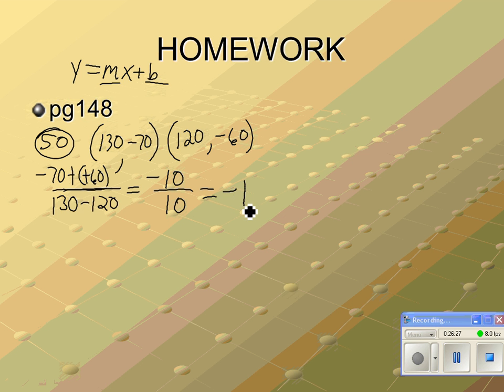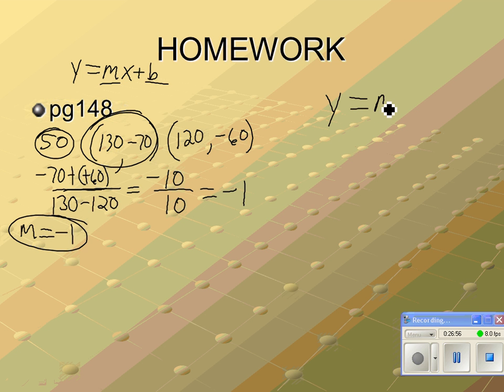Close. There you go. So now we know the slope is negative 1. The only other thing we need to find is the y-intercept. Well, you could just pick one of these points and write it in point slope form. So y minus y1 equals m times x minus x1, and then change that into slope-intercept form. Or you could go through what we just did a second ago and find the b by picking a point.